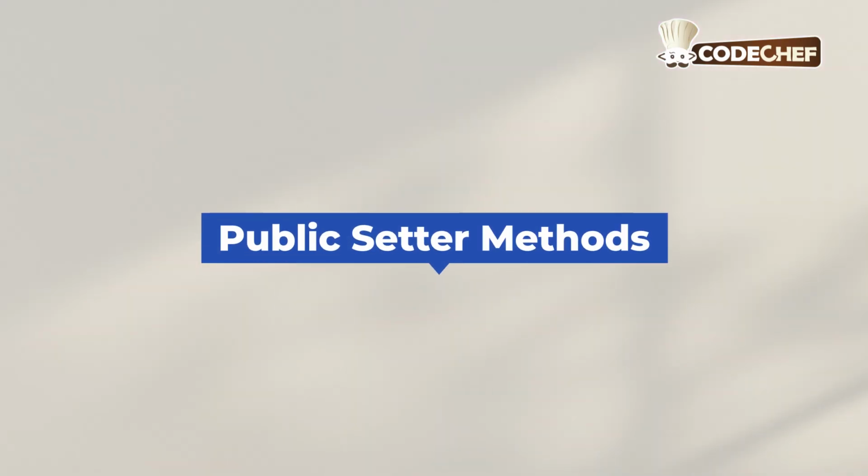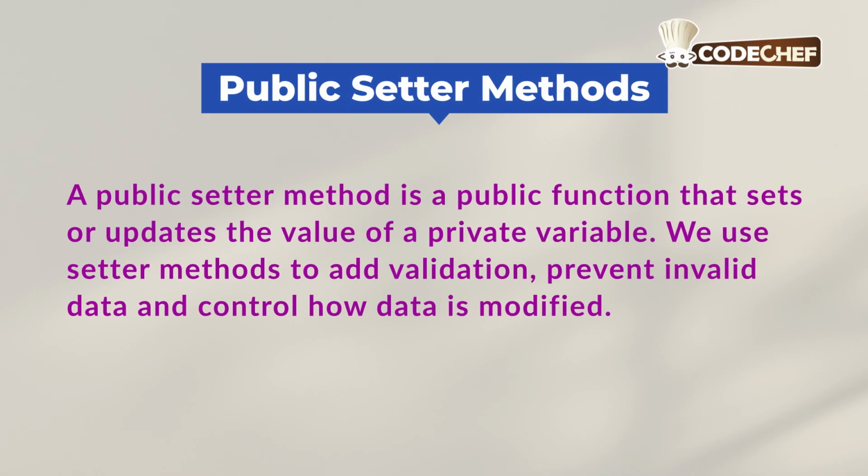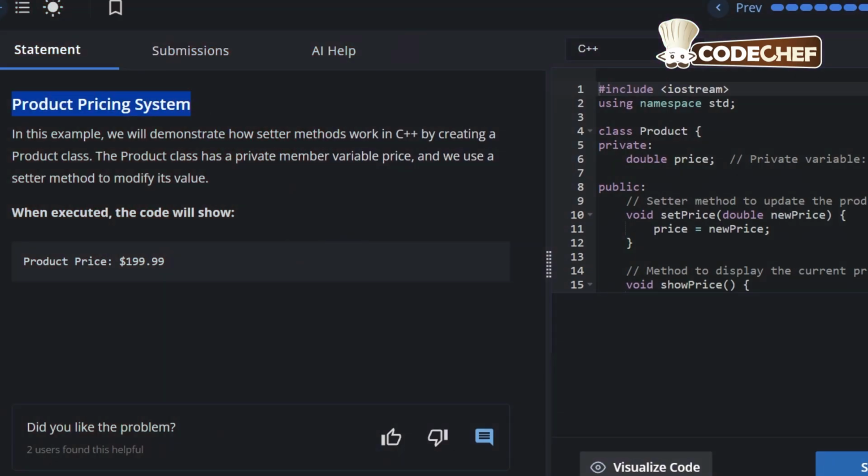Public setter methods. A public setter method is a public function that sets or updates the value of a private variable. We use setter methods to add validation, prevent invalid data, and control how data is modified. Now let us go to the CodeChef platform and see an example of a public setter method in C++. The program objective is a product pricing system and the expected output is Product price: $199.99.